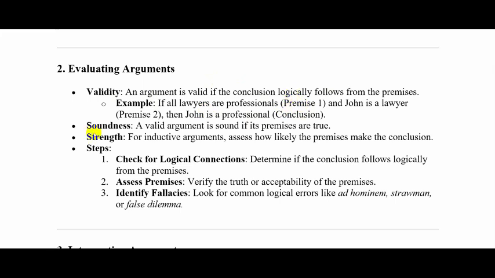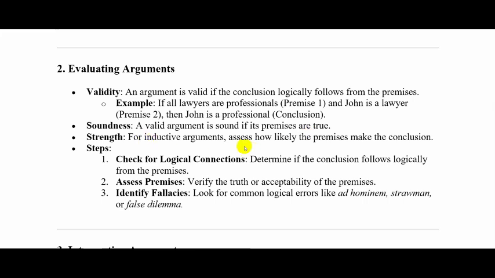Now, for an argument, it has to be valid first of all. Then it is to be sound. That is, the argument has to be sound. A valid argument is sound if its premises are true. So this is also very important. First, validity. Second, soundness. Soundness we can find out, or we can see whether the argument is sound or not by looking at the premises, whether the premises are true or not. If the premises are false, then the entire argument is unsound.